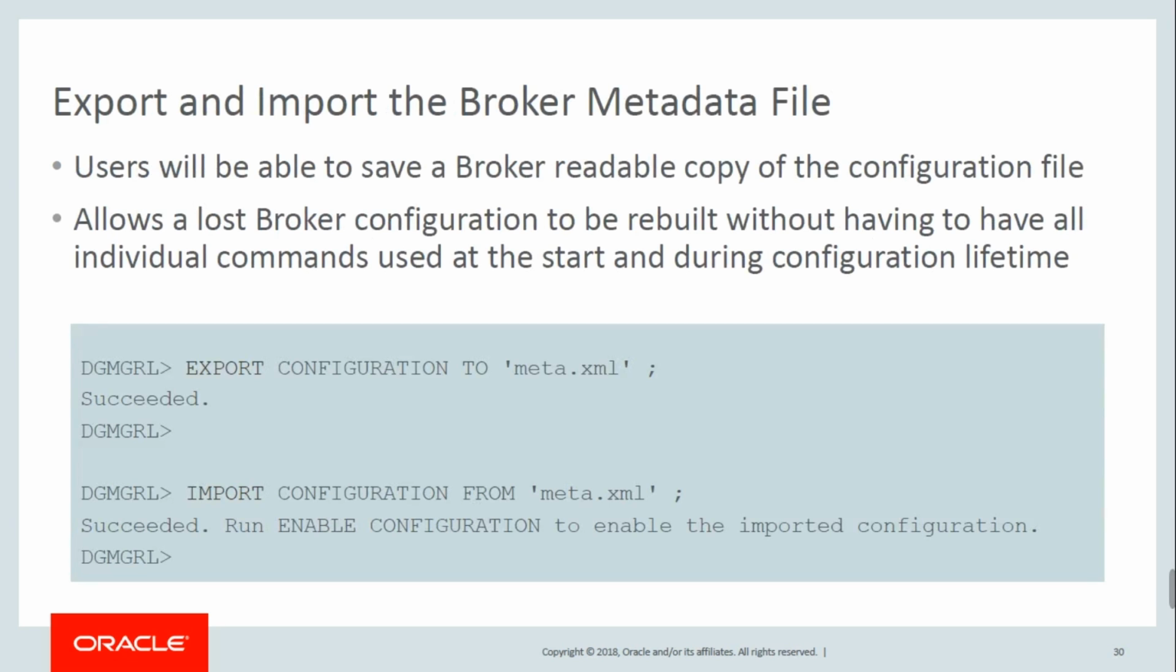So, export and import broker metadata file. This is very useful for metadata and configuration. If we export and import the metadata file, users will be able to save a broker-readable copy of the configuration file. It allows a lost broker configuration to be rebuilt without having to use the individual commands used at the start and during the configuration lifetime. So after logging into the Data Guard broker DGMGRL, export configuration to metadata.xml, and it will be exported. If you want to configure again with the same configuration, import configuration from metadata, it will be the same, and then enable configuration. So cool, right?